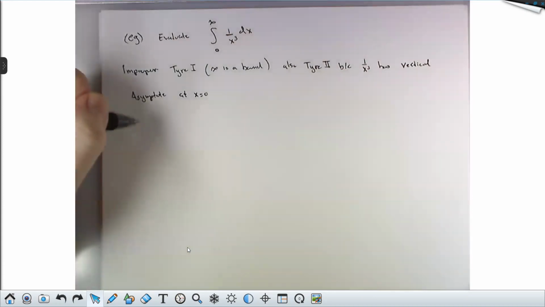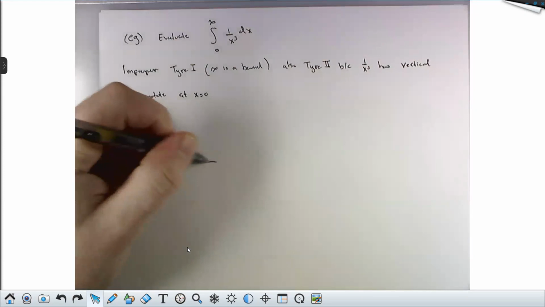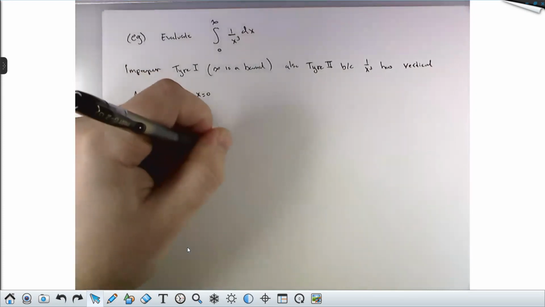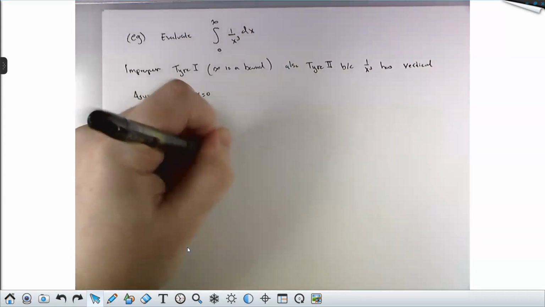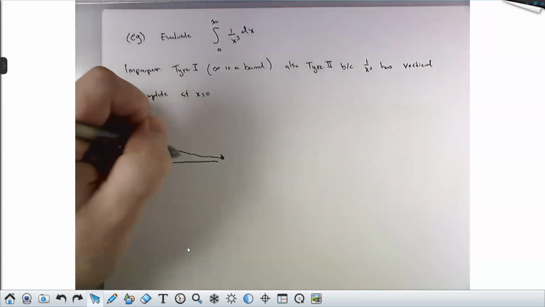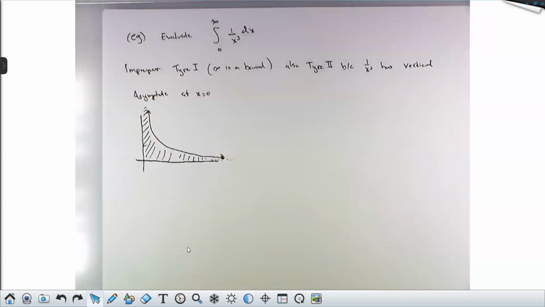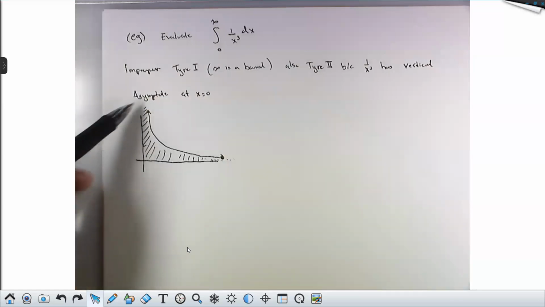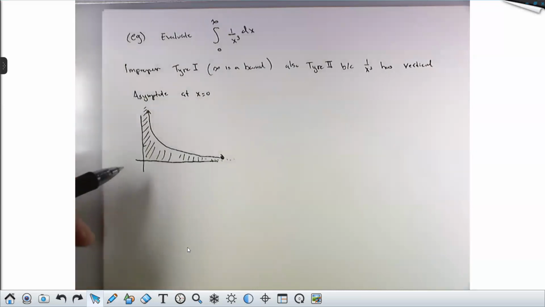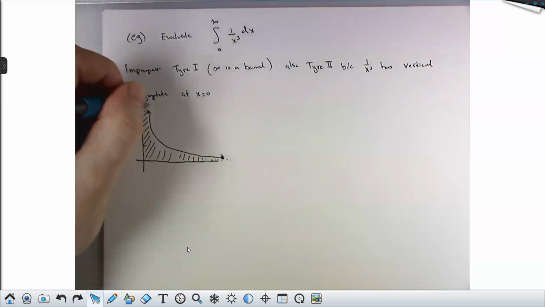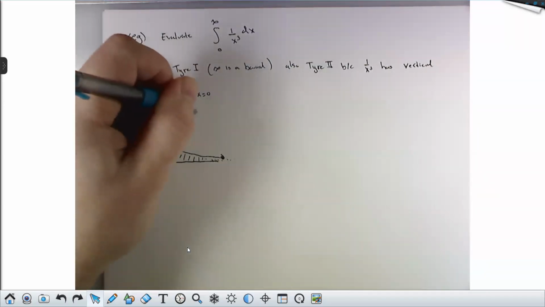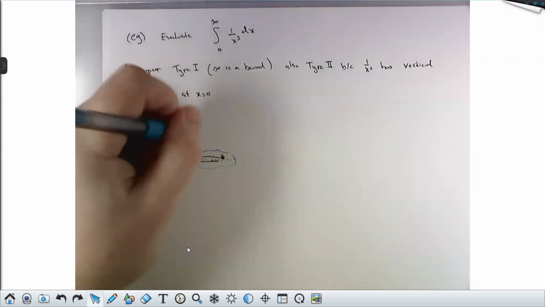It has both sort of problems. We're saying I want to find all the area. 1 over x cubed again looks a lot like these other negative power functions. We're saying I want to find all the area under this curve from 0 all the way out to infinity. So there's a type 2 problem here, and there's a type 1 problem here. This is a type 2 issue. And the stuff down here, this is a type 1 issue.